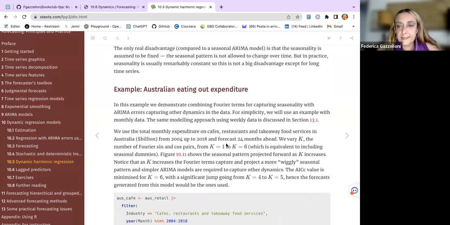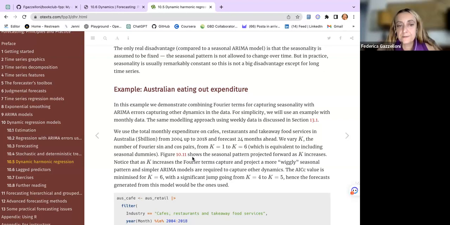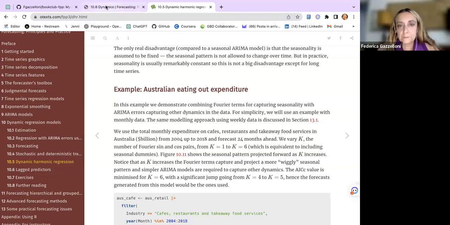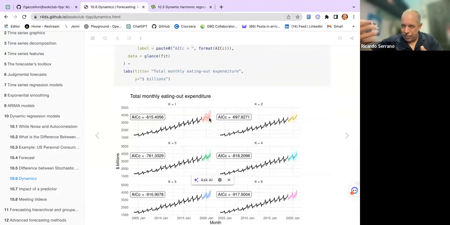Basically, we vary K as the number of Fourier sine and cosine pairs. Because the Fourier series gives you two: the sine and the cosine to capture the ups and downs. Depending on the number, you're going to get that many pairs. If K is 1, you get 2 pairs. If K is 2, you get 4 pairs, etc.